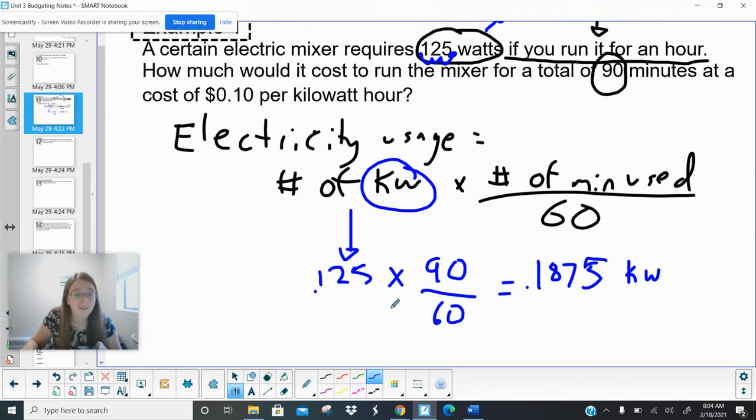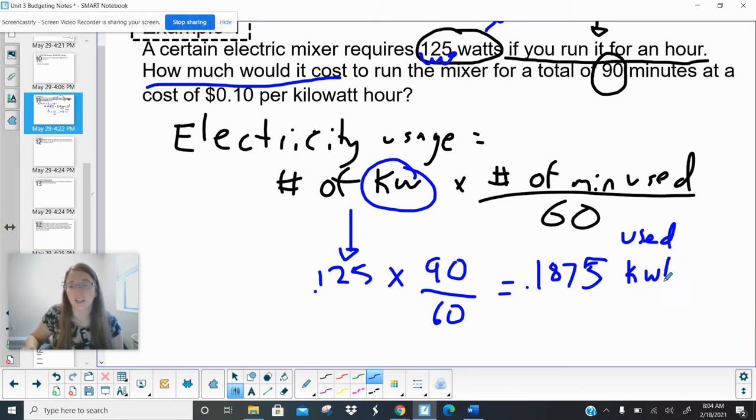Now, what you have to be careful about with these questions, though, is not forgetting what our end goal is. Keep your eyes on the prize. And the prize is, how much would it cost? So this is how much we used. Now we need to find the cost, which is 10 cents per kilowatt.